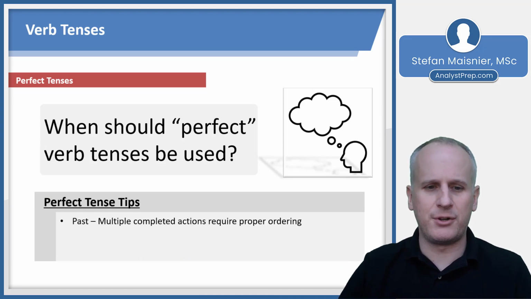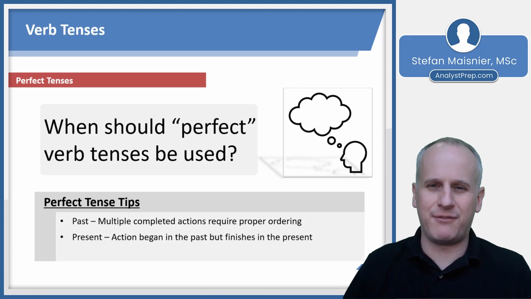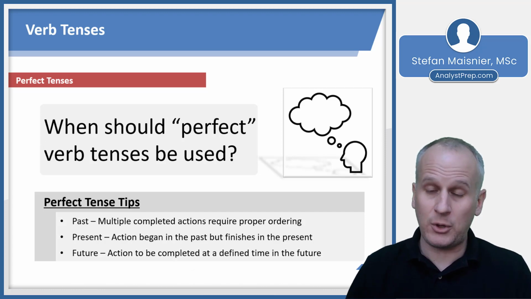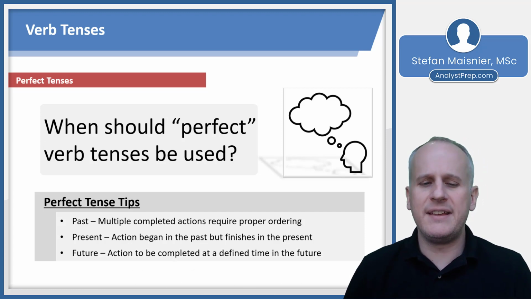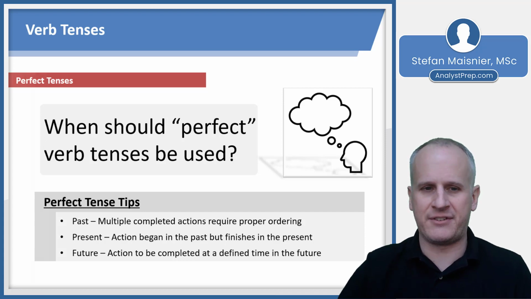So some tips for using the perfect tense. Generally, perfect tenses are going to be used in the past when multiple completed actions have occurred and they require proper ordering. The present perfect is going to be necessary most likely when you've got an action that began in the past but finishes in the present, or is continuing into the present. And then a future perfect tense is going to be when you have an action that is going to be completed at a defined time in the future, so it's not indefinite any longer.